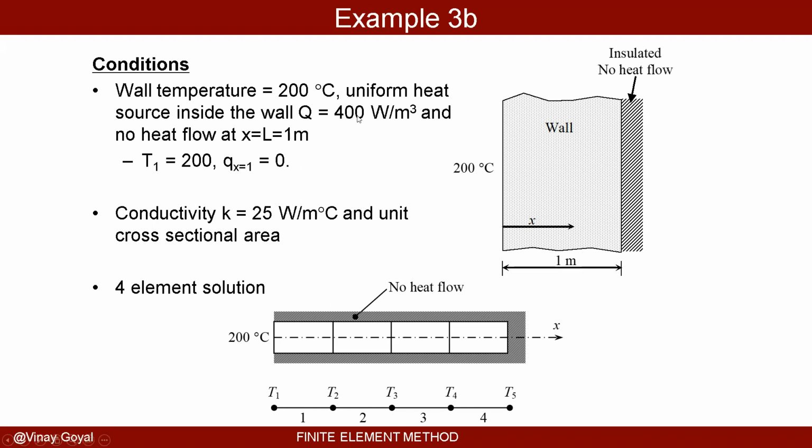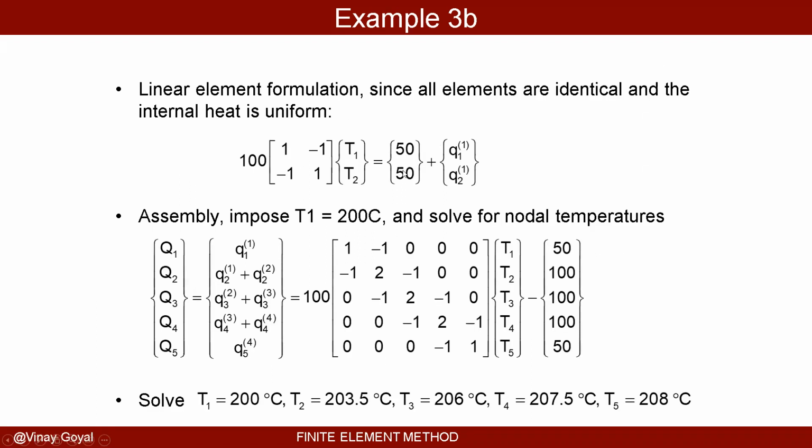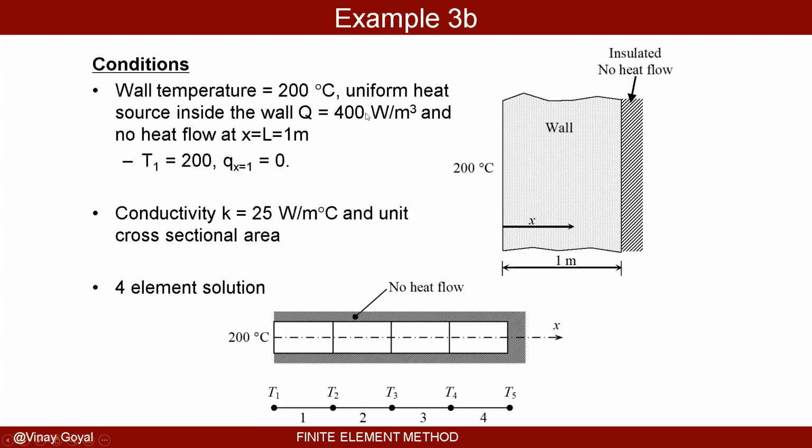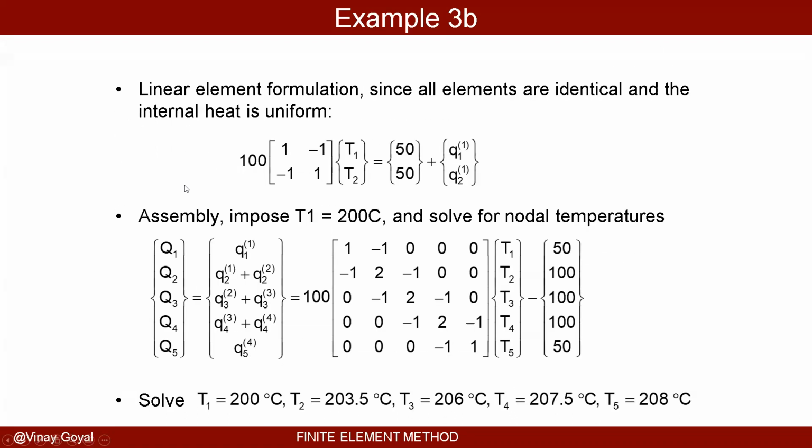When you do it, the 400 is going to turn out to be 50. In the distributed loads, it will be 50-50. You can check it when you do it. I'm just showing you the process, what's going on. Everything's straightforward here. So then I can assemble the whole thing. Impose T1 to be 200. And when I assemble the heat fluxes due to the distributed heat fluxes, I'll get 50, 100, 100, 150.